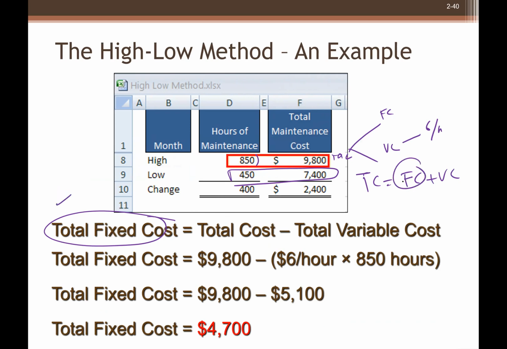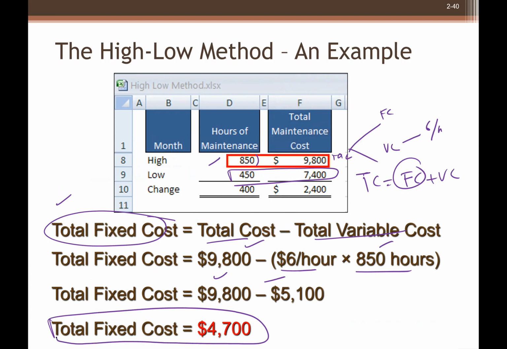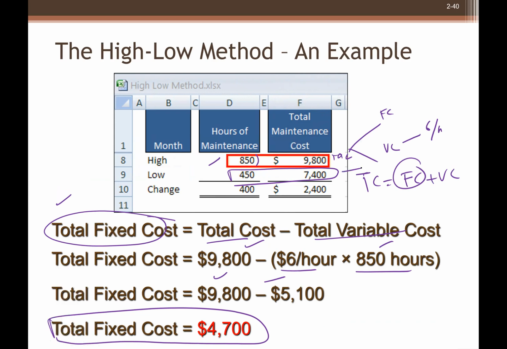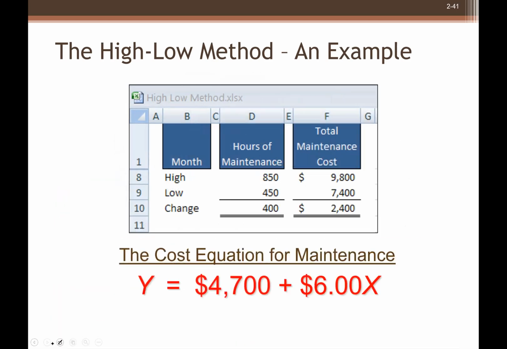So you rearrange the equation. The equation becomes total cost minus total variable cost. Total variable cost is the hours, 6 multiplied by 850. We know the total cost, which is 9800. So 9800 minus 6 into 850, which is 5100. Answer is 4700. We can also verify this through our lowest one as well, because fixed cost remains fixed.